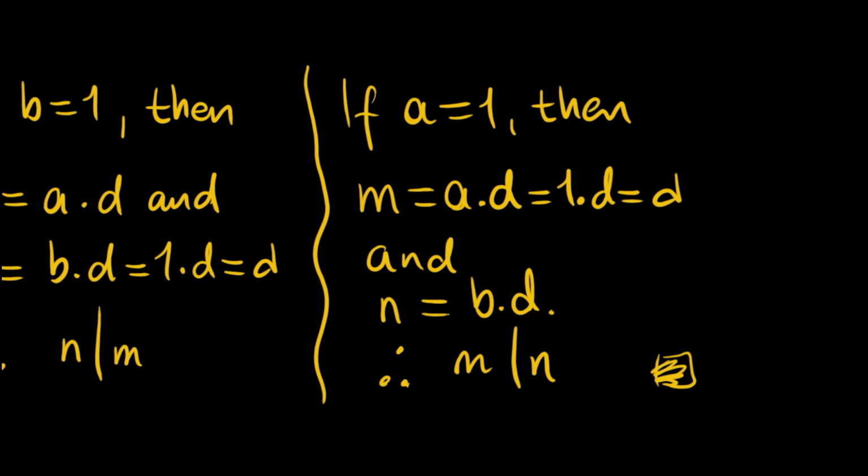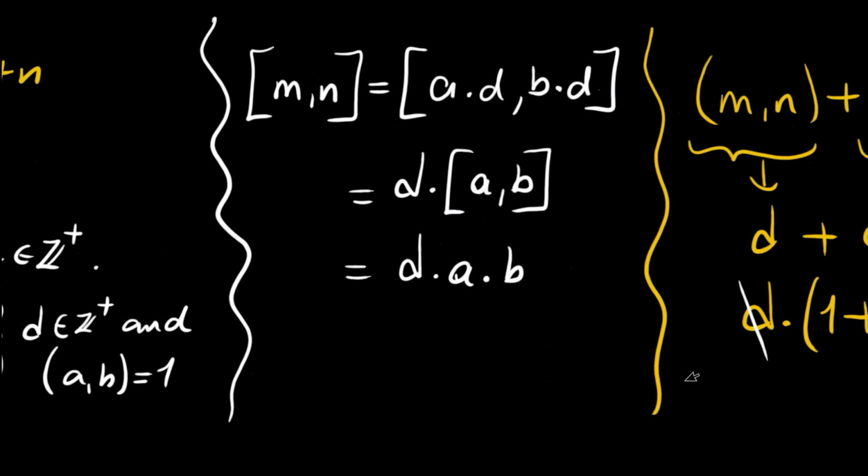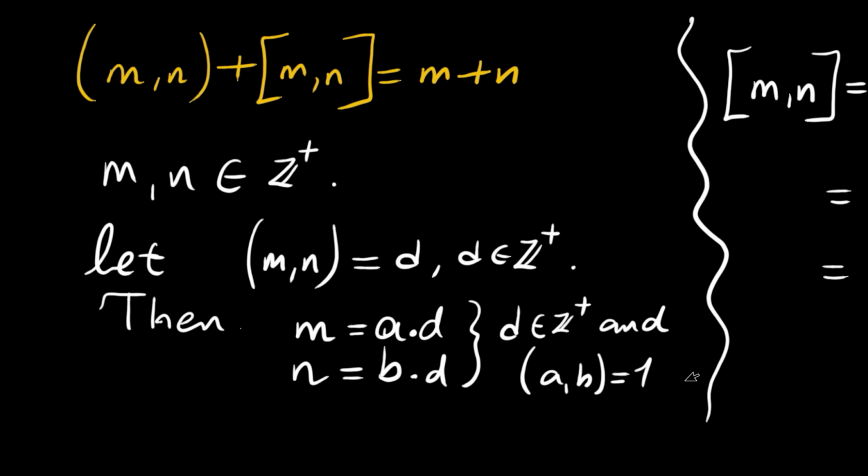Let's recall the idea again, the proposition again. If the sum of the GCD and LCM is equal to the sum of the two numbers, then one is a divisor of the other.